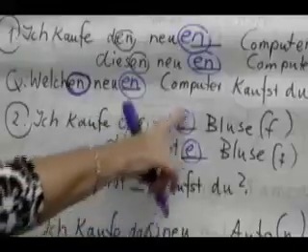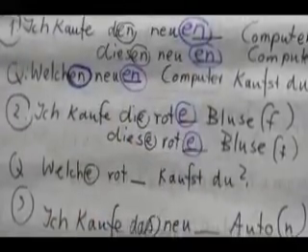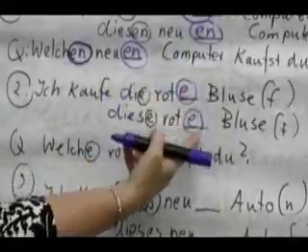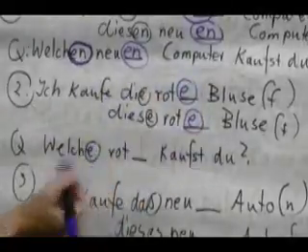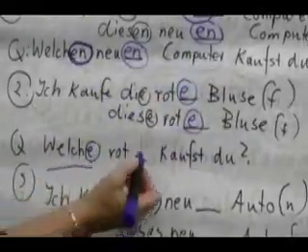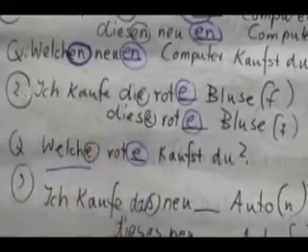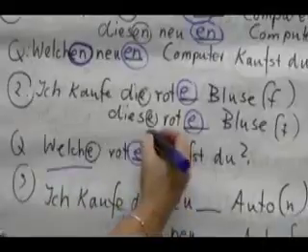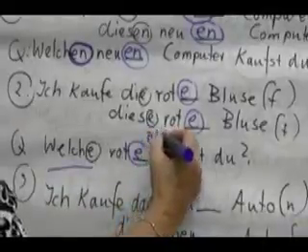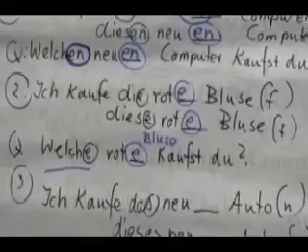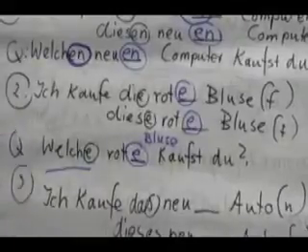Now if you ask a question, which red blouse are you buying? Again, since this is the direct object, die word, the ending on the question word is welche. The adjective picks up the same e ending. Welche rote Bluse kaufst du? I forgot the word Bluse. Welche rote Bluse kaufst du? Yeah, we're talking about size. They're all red, but which one are you buying?